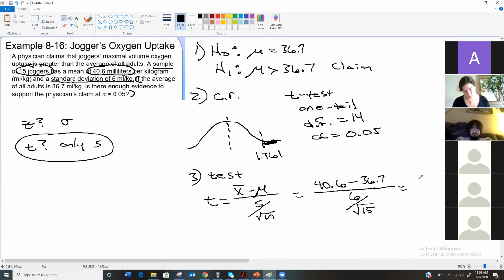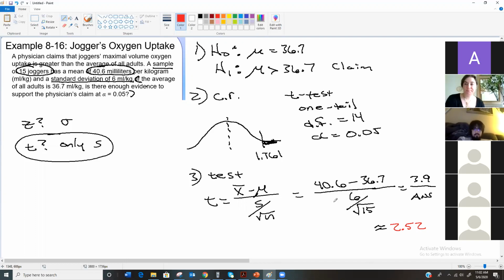Do you think in the homework they will say to round it to 2 or 3 decimals? Yeah, it'll say. Okay. So then 3.9 divided by whatever 6 over square root of 15 is. What are we coming up with? I got 2.52 if we round it to 2 decimals. Everybody else got that? Yeah.